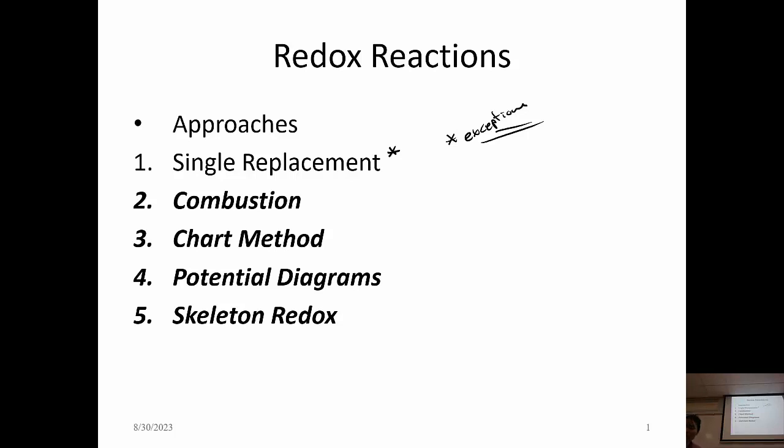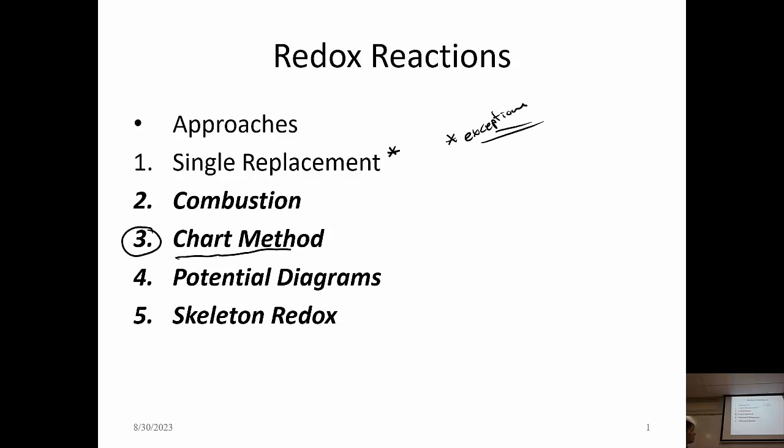Do you think a Chem 4 student would know that? Probably not. They'd probably still try to use it, right? And there's nothing to prevent somebody from trying that. Well, the same thing here. You can't apply single replacement to all single replacement scenarios. It just doesn't work. And so we have to be careful. There are exceptions. So instead of single replacement, I recommend using the chart method.